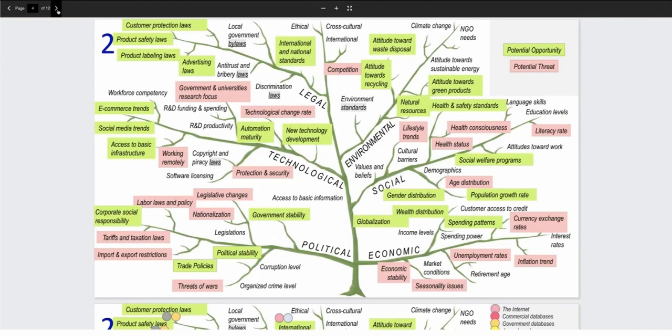Now, looking into any potential opportunity or potential threat, we can also look into the economic branch. So on the right side of this tree, we will see that for the opportunities, we can talk about spending patterns of customers. We can look into wealth distribution. And for the threats, we can look into currency exchange rates, inflation trends, unemployment rates, etc.